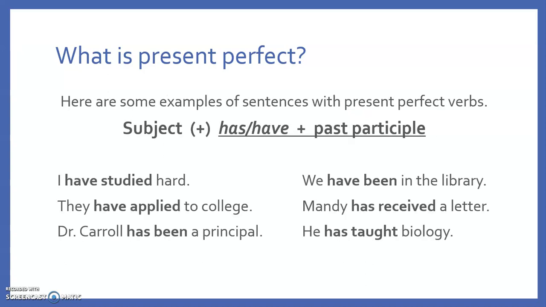Here are some examples of sentences with present perfect verbs. I have studied hard. I is the subject. Have is in first person singular. It agrees with the subject, I. And studied is the past participle form of study.